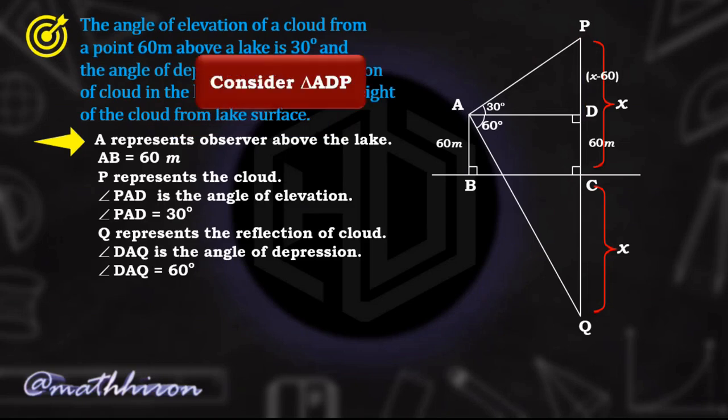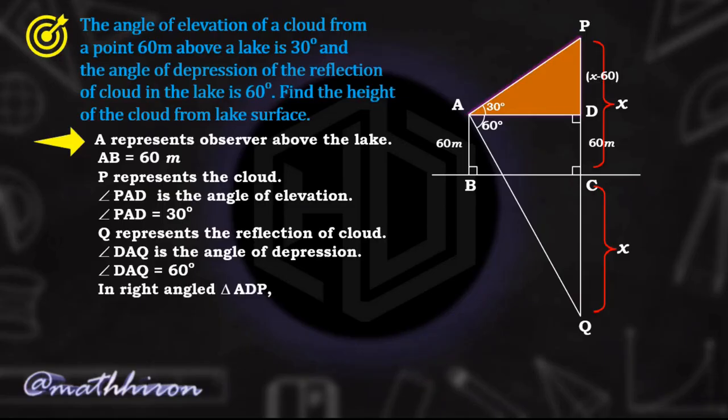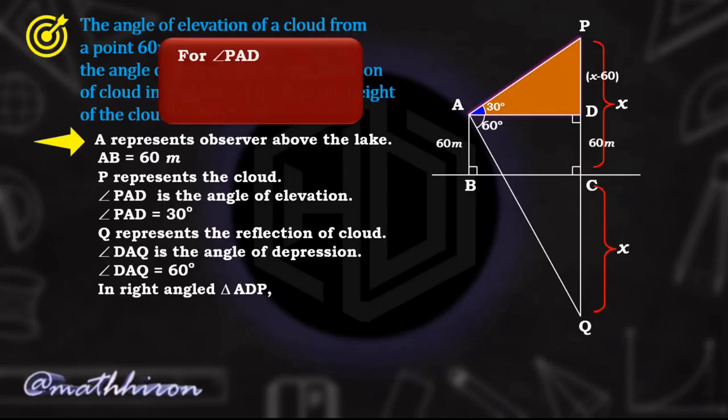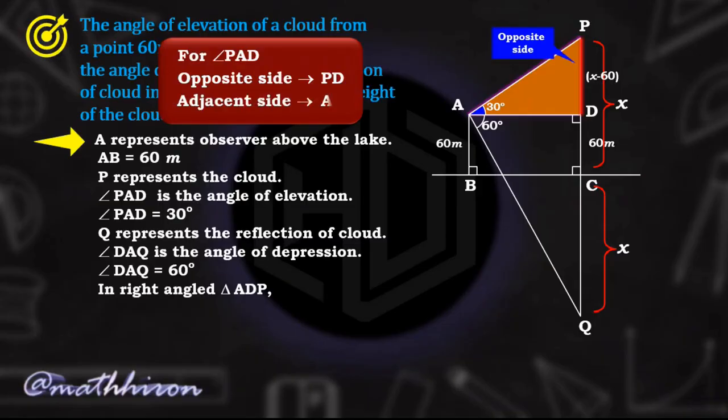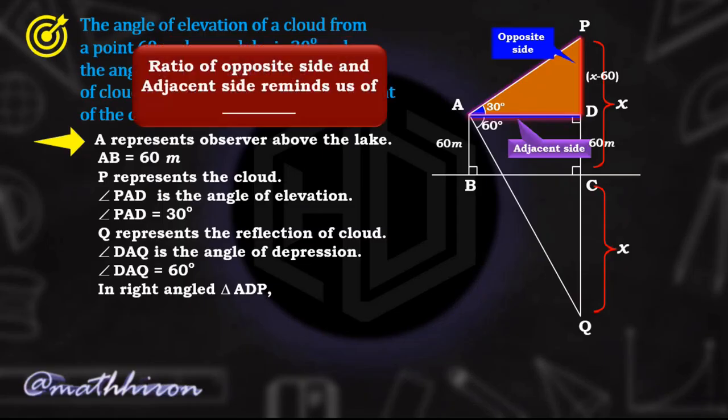Now consider the triangle ADP. This is the triangle ADP. So the angle of elevation is given 30 degrees. So please observe the angle A. With respect to A, this side PD is the opposite side, which is called the perpendicular, and the adjacent side is AD, which is called the base. So what relation is there for perpendicular and base? That is tan. So use tan 30 degrees equals perpendicular by base.